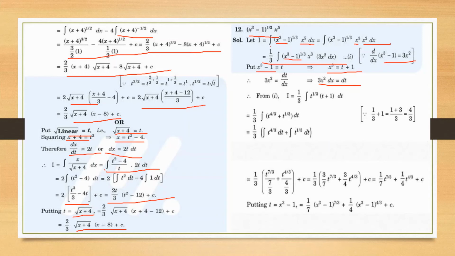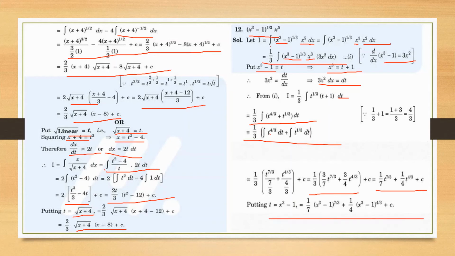And see, by opening inside, the whole question changes to t raised to power 4 by 3 plus t raised to power 1 by 3. So use the power rule, plus 1 upon 7 by 3 plus 1. And this is 1 by 3 plus 1 upon 1 by 3 plus 1. Okay. Now change t as x cube minus 1, and you will get the answer.